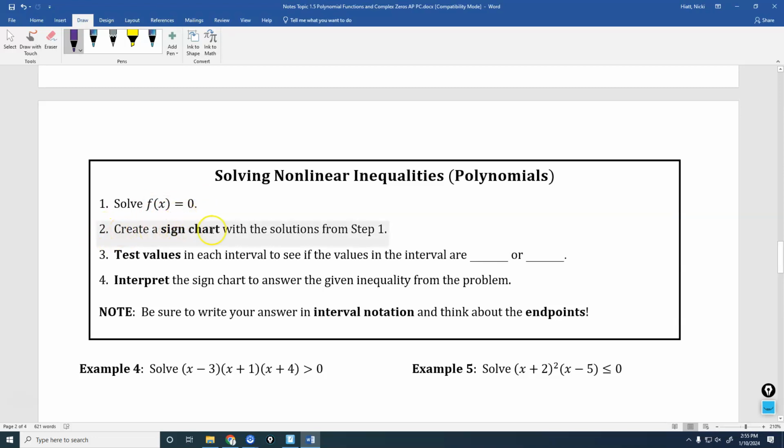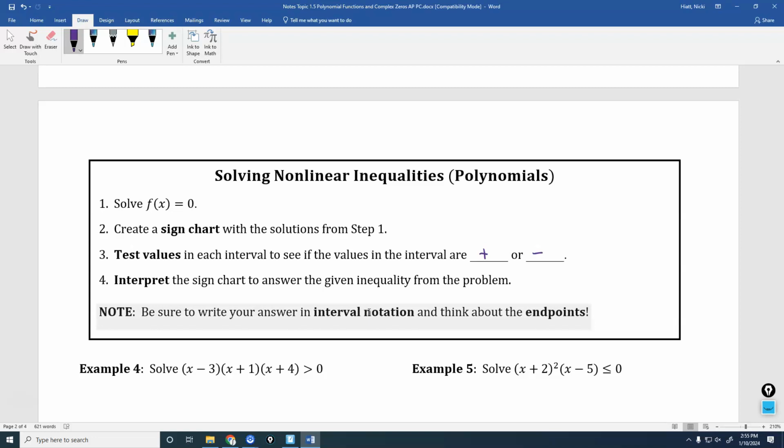Then you're going to create a sign chart for the solutions from step 1. You're going to test values and interpret the sign chart. Now that may not make a lot of sense. We want to look for where the values are either positive or negative in step 3 there.